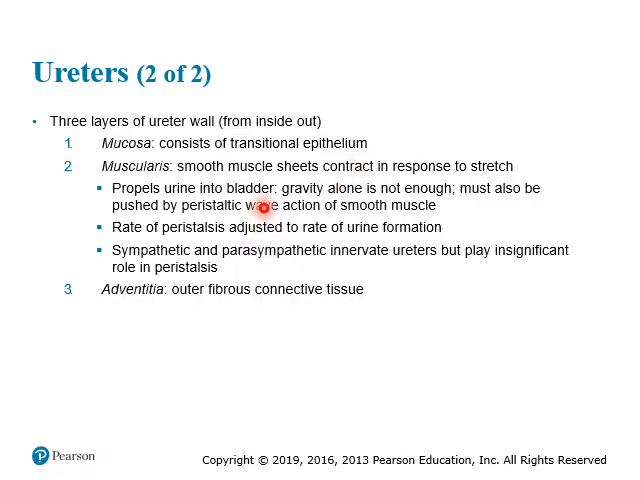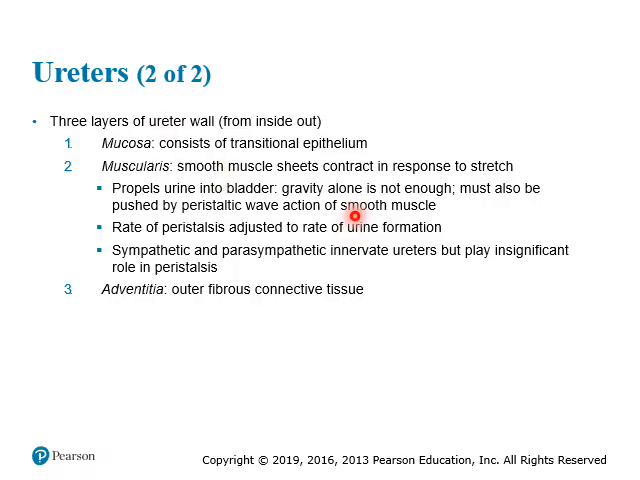Transitional epithelium would look like stratified cuboidal, but when it is filled with urine, it expands and looks like stratified squamous when it is actually pulled apart. And then you have the second layer, which is the muscularis layer. These are smooth muscle sheets that contract in response to stretch. They propel urine into the bladder.